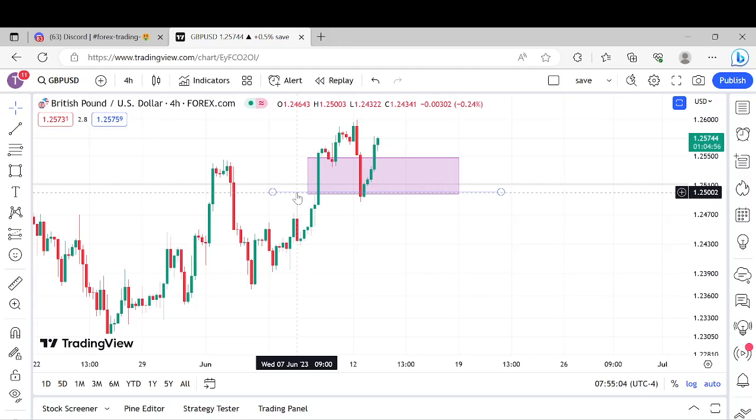But that's how you know if a level is a powerful level of support. And just flip it around for resistance, for support broken becoming resistance. That's what you want to see.